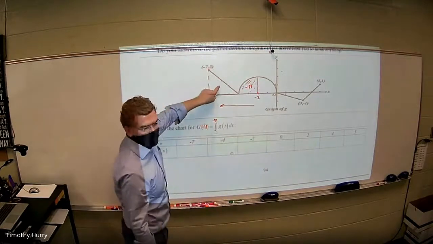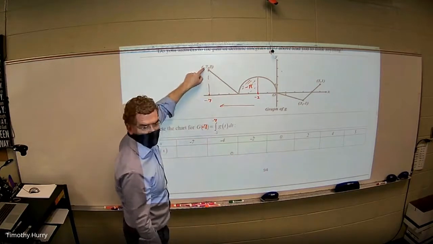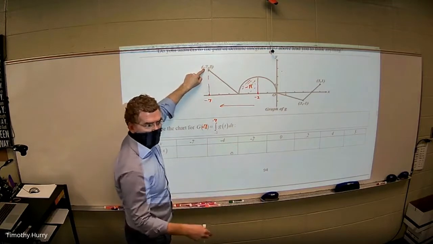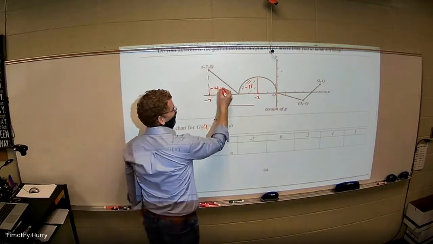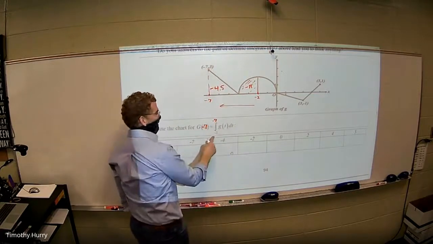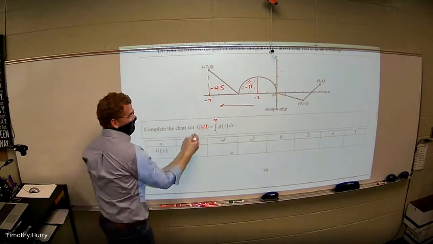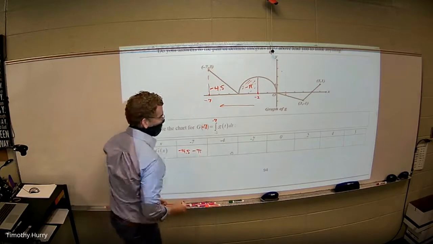And then what is this? Base 3, height 3. So 1/2 of 9, right? So 4.5, but it's also negative because it's above. So from -2 to 7, that means g of -7 would be -4.5 minus pi.